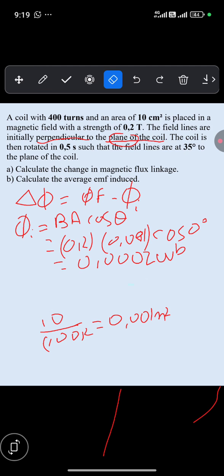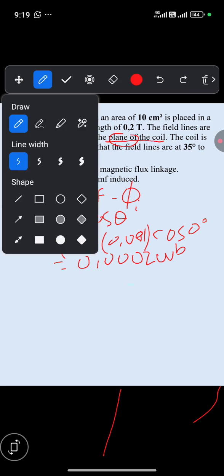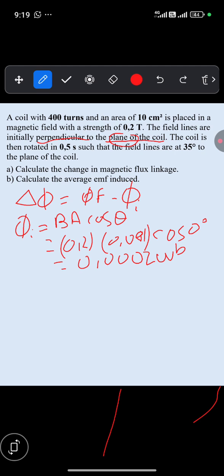Then now we calculate the final flux, using the very same formula, BA cos theta. This is the final flux. So B is 0.2. The area is 0.001.